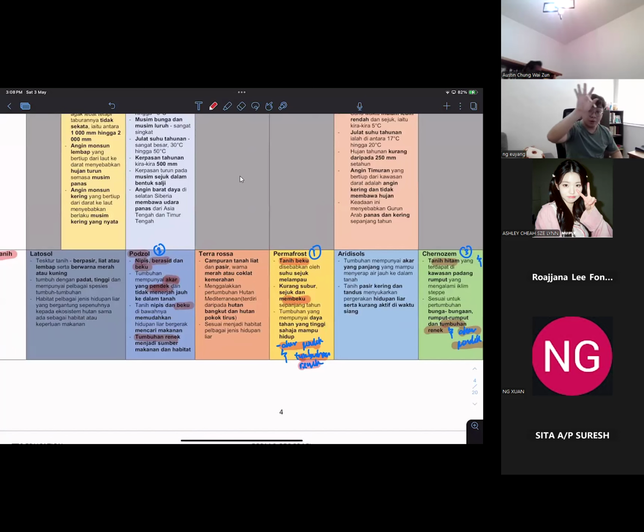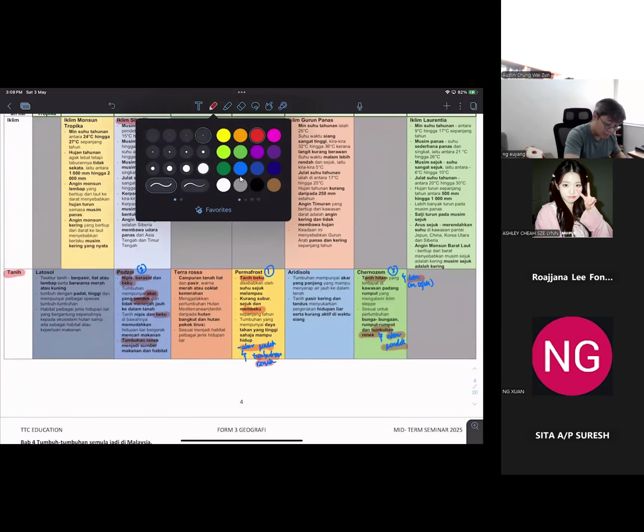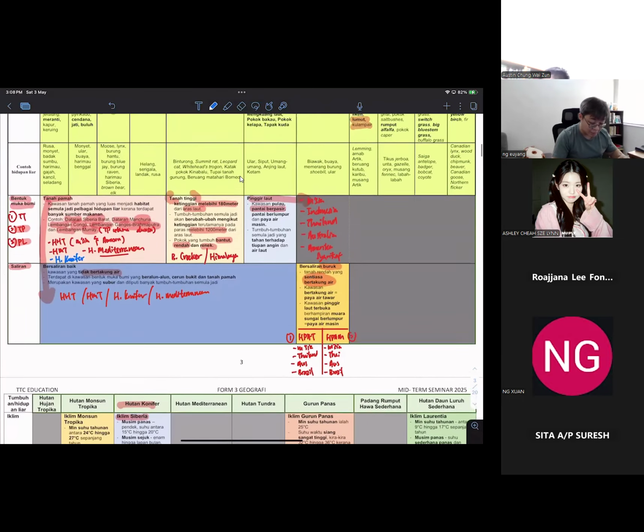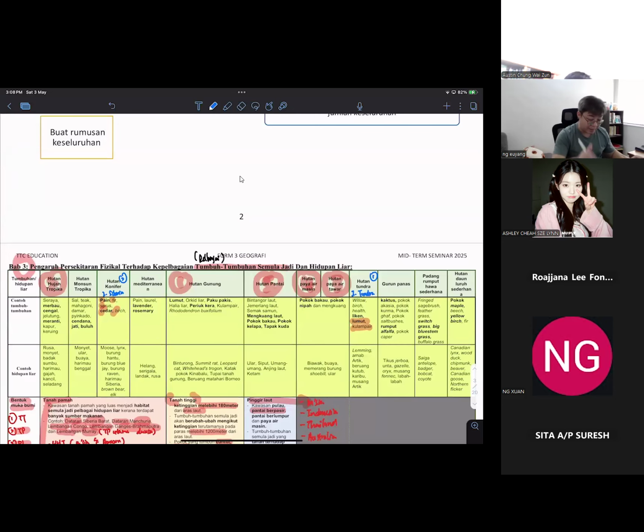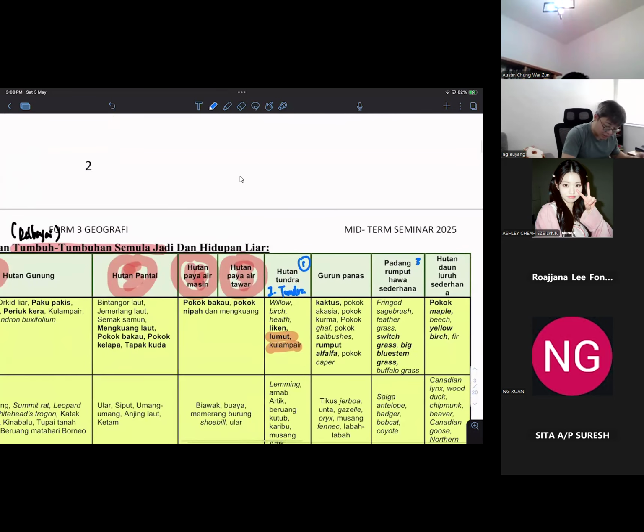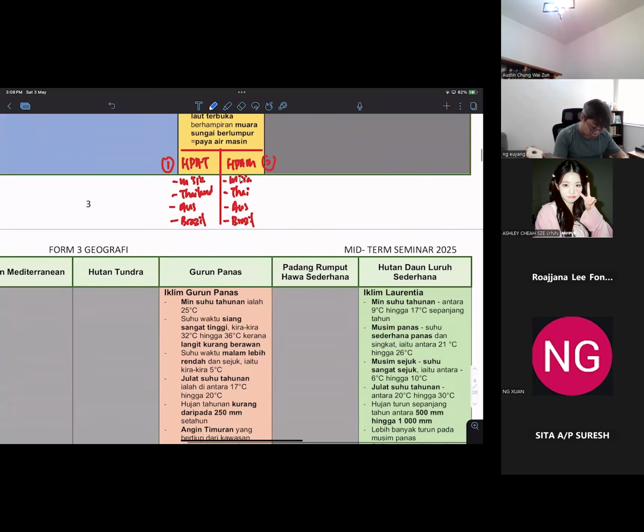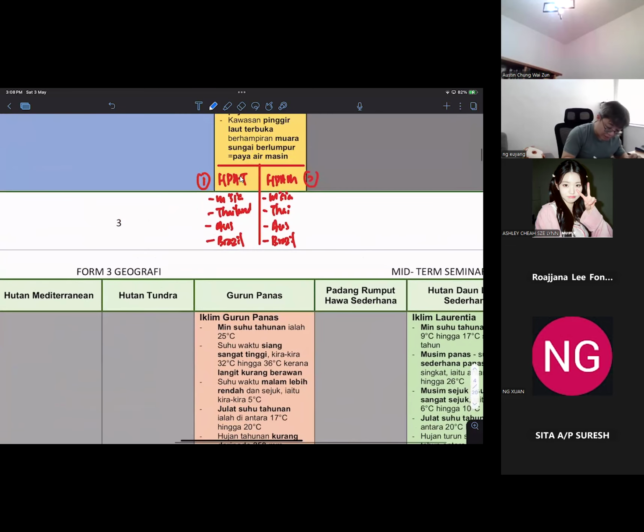Left-hand side. So right-hand side is the ecliptic step for the hutan. Oh, sorry, I forgot to mention. The tanah Chernozem is in your hutan daun lulu, hutan padang rumput hawa sederhana. So this is the third hutan, but all the hutan here is only rumput. So there's padang rumput hawa sederhana, also known as hutan rumput steppe, right? So do we have the hutan rumput steppe? So that's why this is the padang rumput hawa sederhana, also known as your hutan rumput steppe.